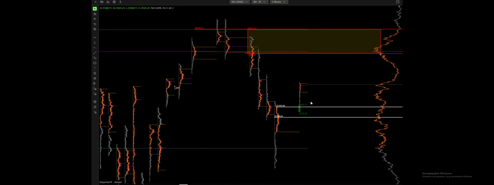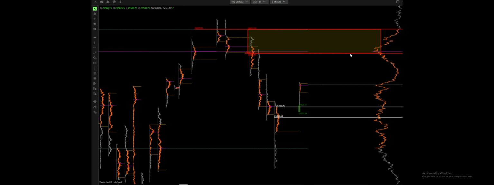Now, the right side of your screen is not visible. It's not necessary because you need to see the profile. To see the profile, the right side is just the number. This one is 25,850. This level here that I'm marking is the beginning of the area.